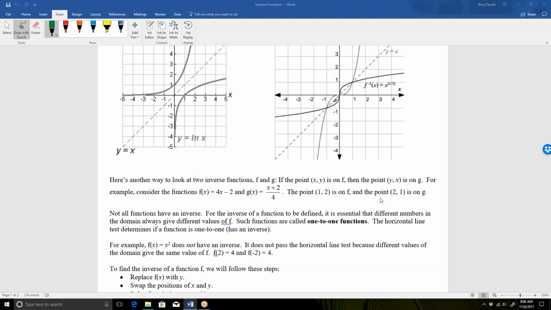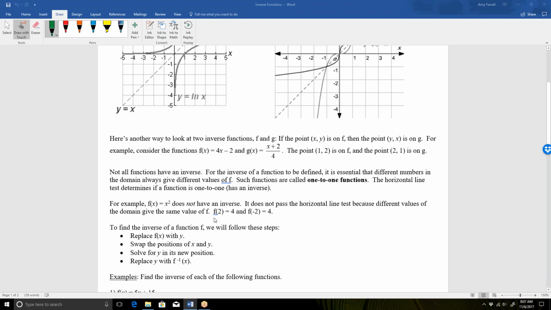These two functions here are inverses. Notice that the point 1, 2 is on the graph of f, and then the point 2, 1 is on the graph of g. I'm going to talk about this more later. This is actually a way that I will check my work when I find inverse functions. So this is a great way to check your work. It would have to work for all points, but if you find one and it works, there's a pretty good chance that you've done it correctly.